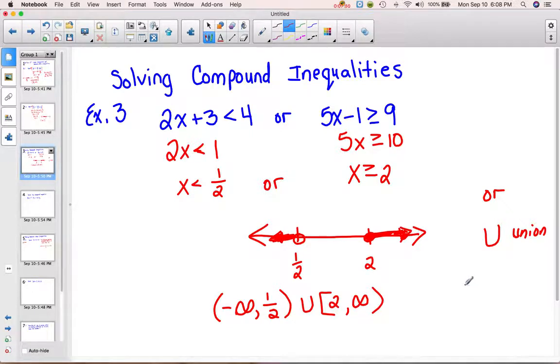Notice that in your notations, you'll never have a negative infinity on the right. It's always going to be on the left if you're having that as one of the values, and you'll never have a positive infinity on the left. So you want to always make sure that you check for that. If there's a negative infinity, it's going to be on the left. If there's a positive infinity, it's always going to be on the right.